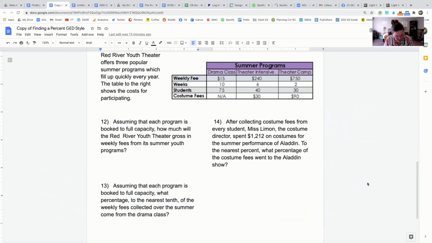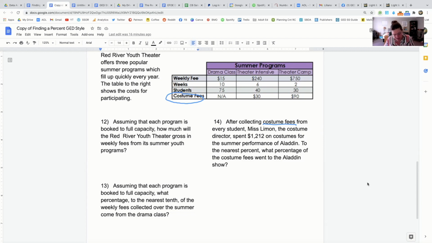Let's clear this and look at the last one that May needed some help with. Number 14. After collecting costume fees from every student. Okay, now we're talking costume fees, guys. We've been ignoring this costume fee line for a while, but it's time to pay attention. Miss Limon, the costume director, spent $1,212 on costumes for the summer performance of Aladdin.